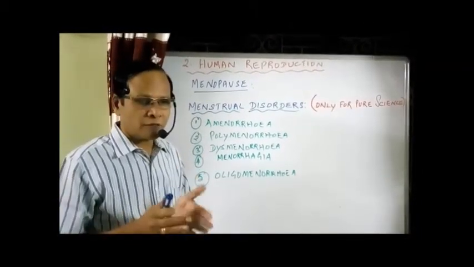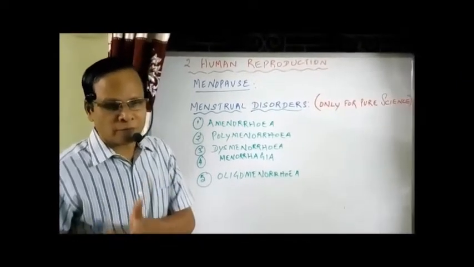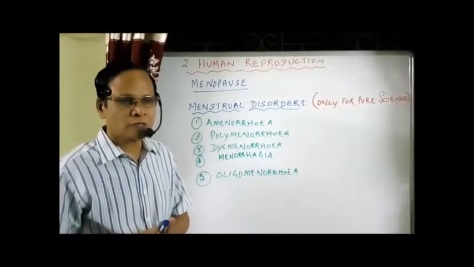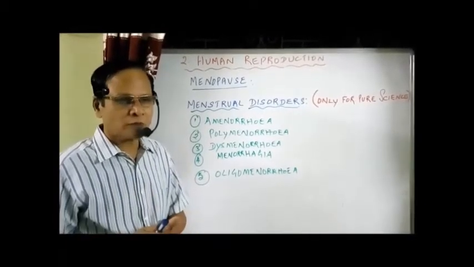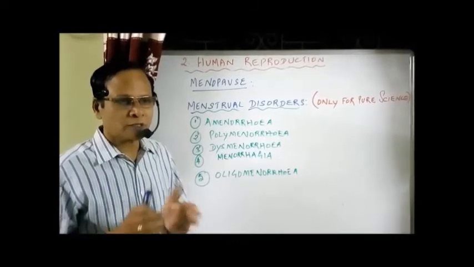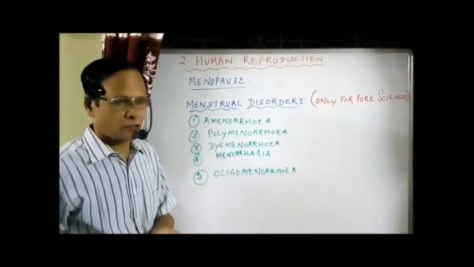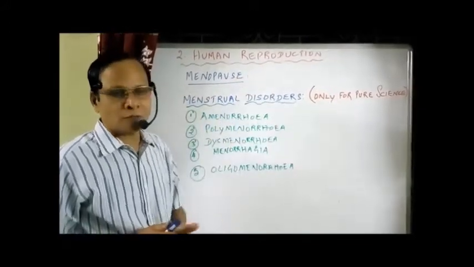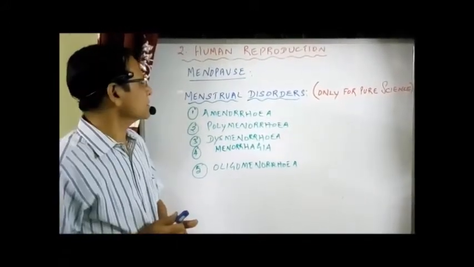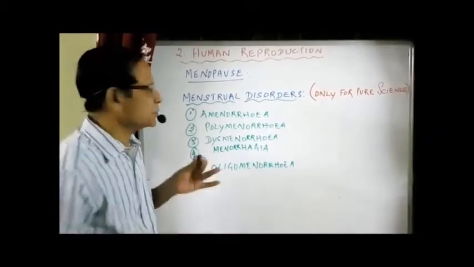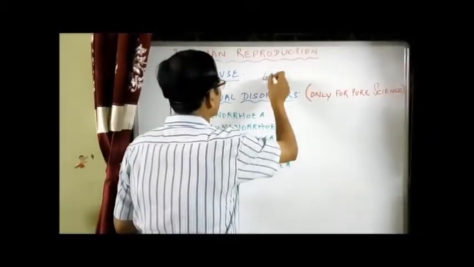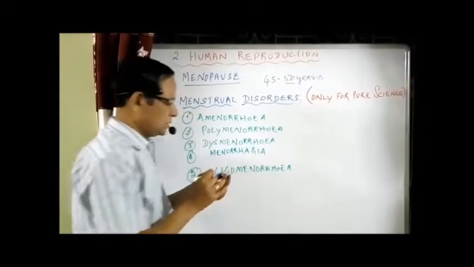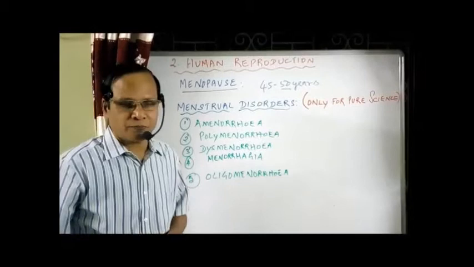It is a phase or stage in a woman's life when menstruation and ovulation stop. There is no menstrual cycle, there is no growth of the ovary, everything is stopped. The cessation of ovary function, that is, stoppage of ovary function. The normal average age for menopause in women is about 45 to 50 years.